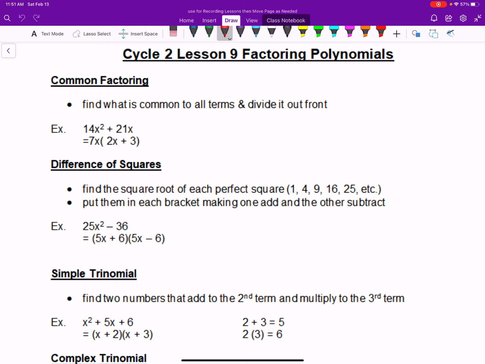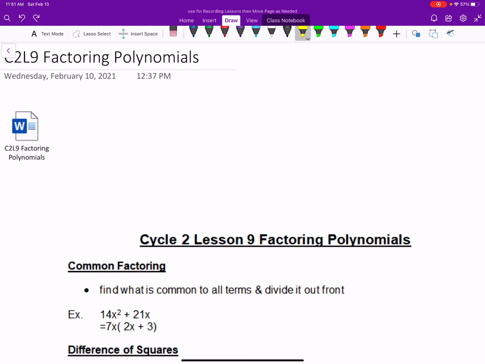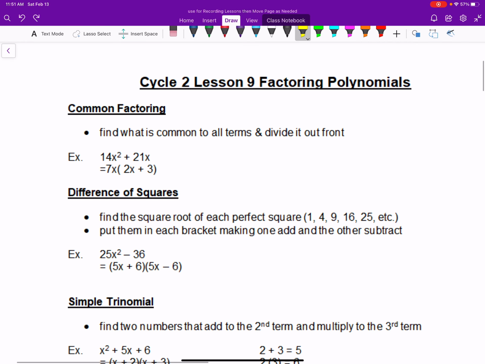So, for example, if I got 14x squared plus 21x, I check to see, is there some number that goes into both 14 and 21? So I'm looking at the 14 and the 21. I'll just focus on them for now. So something that just goes into the number part, the coefficient. And yeah, there is. 7 goes into both 14 and 21.